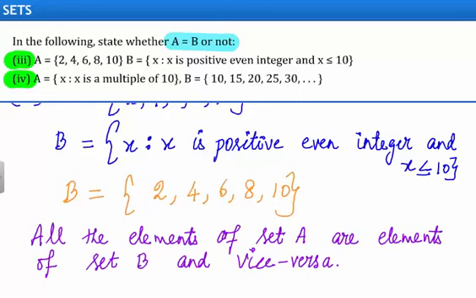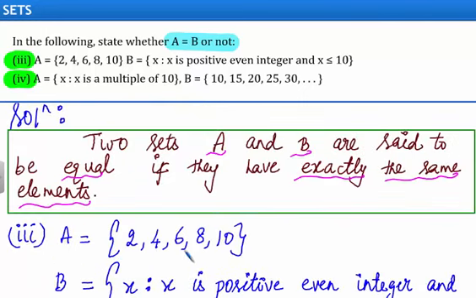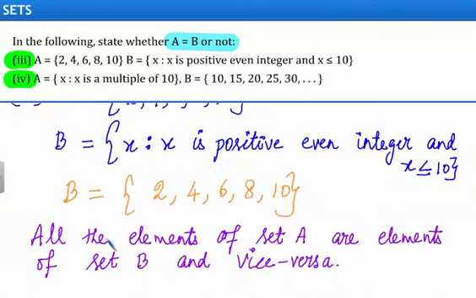Here we can observe that all the elements of set A are the elements of set B and vice versa. Hence, we can say that set A is equal to set B.